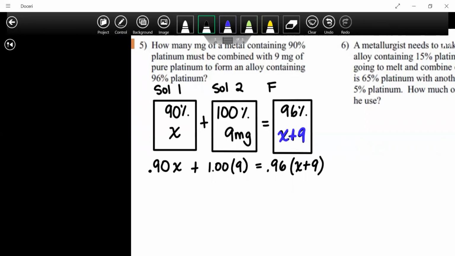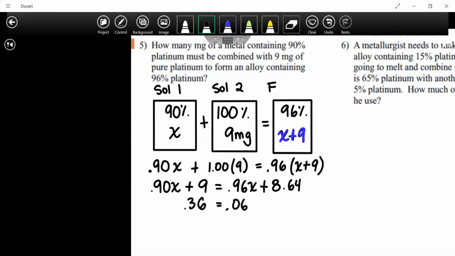And all we're going to do here is just simplify. We're going to go ahead and multiply out our terms. Make sure that you guys keep the negatives in. We have plus 9 is equal to 0.96 plus 9 times 0.96, which is going to give us 8.64. I'm going to move my values over, so 9 minus 8.64 is going to give me 0.36 on one side. If I subtract out 90 from the other, I'm going to get 0.06.